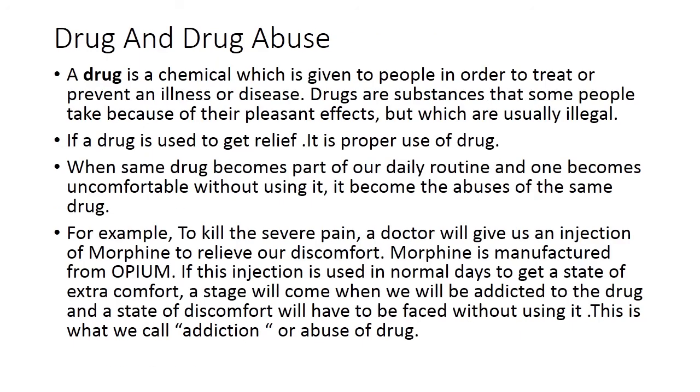The next topic is about drug and drug abuse. You all know that what is a drug? A drug is basically a chemical which is given to people in order to treat or prevent an illness or a disease. Drugs are substances that some people take because of their pleasant effects, but which are usually illegal. They are not allowed in a society. If a drug is used to get relief, it is proper use of drug. For example, if it is given to some patient, then it is the proper use of that drug.